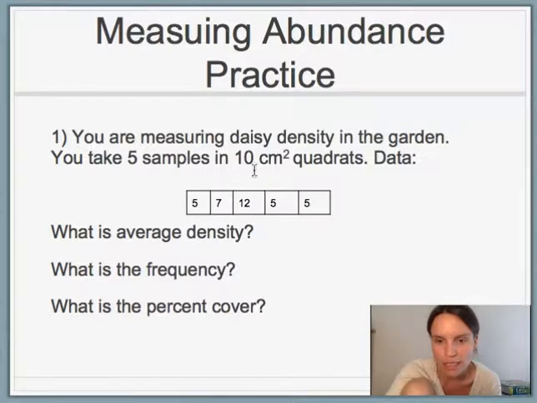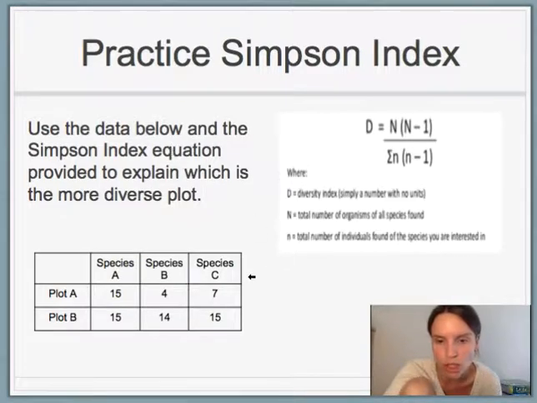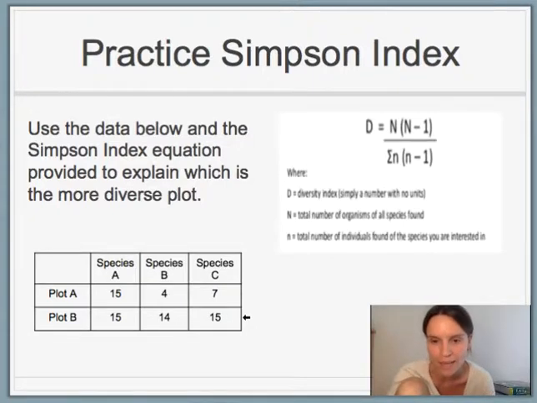So measuring abundance gives you some imaginary field data and asks you 3 different questions. The Lincoln Index gives you a scenario where you're trying to calculate an estimated population size. And the Simpson Index gives you a scenario where you are trying to compare 2 different ecosystems in terms of their species richness and evenness. So take a stab at using the mathematical tools you have available to you to complete these questions. When you are ready, you can check your work in the review video, and I will see you there.